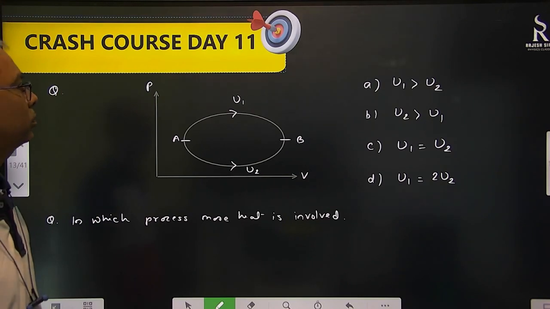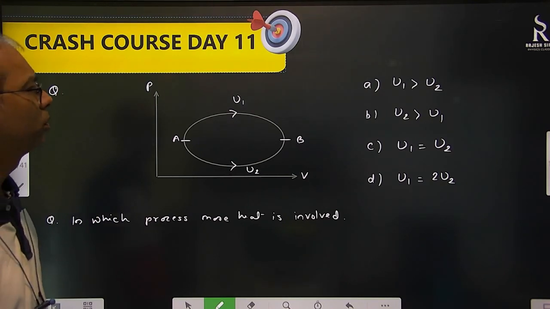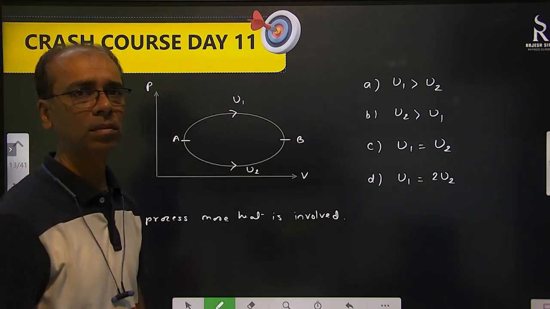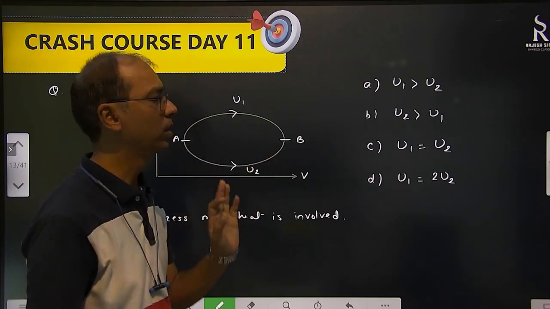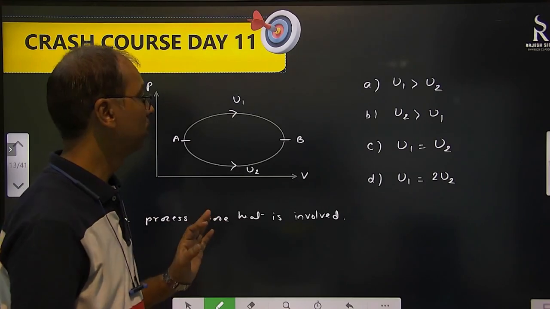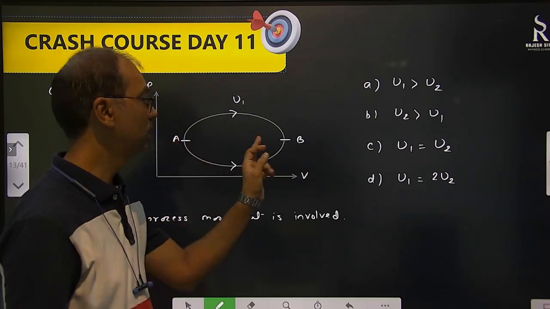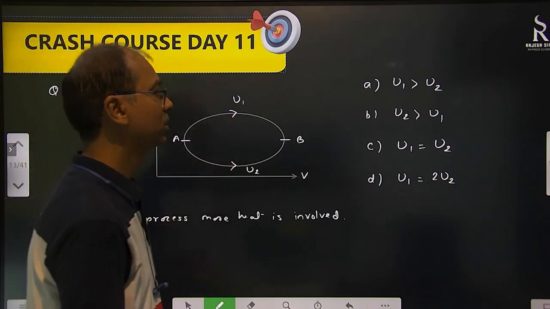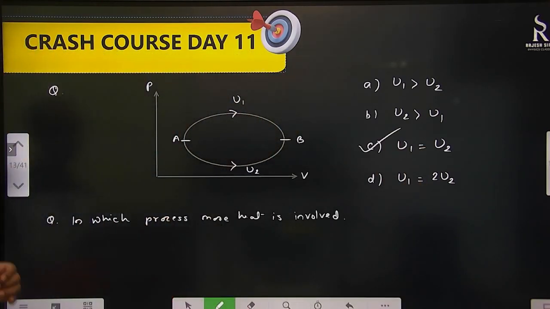Okay, what we can say over here? U1 and U2 represent change in internal energy. If A and B are same, this process also for AB, this process also AB. The change in internal energy doesn't depend on how you reach. It depends only on initial and final position. So here also initial position is same, here also initial position is same. So our answer will be what? U1 equal to U2. Okay.